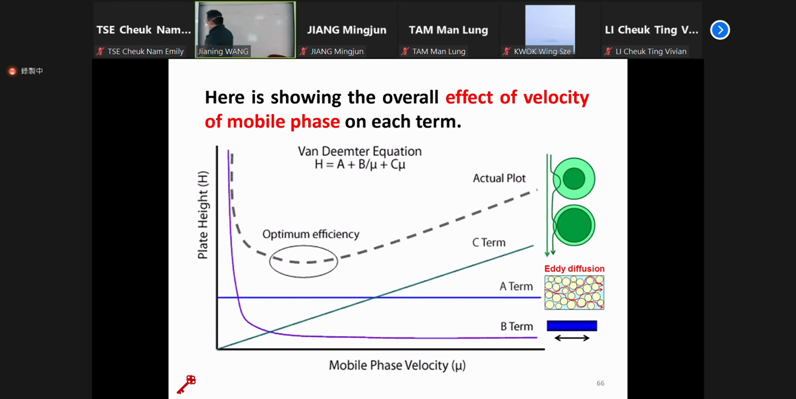When you study HPLC, Dr. Hu will introduce more detail about the C term. But in my part, we just treat the C term as a simple letter. We do not distinguish between Cs and Cm, but actually Cs and Cm contribute in different mechanisms. Dr. Hu will introduce this.